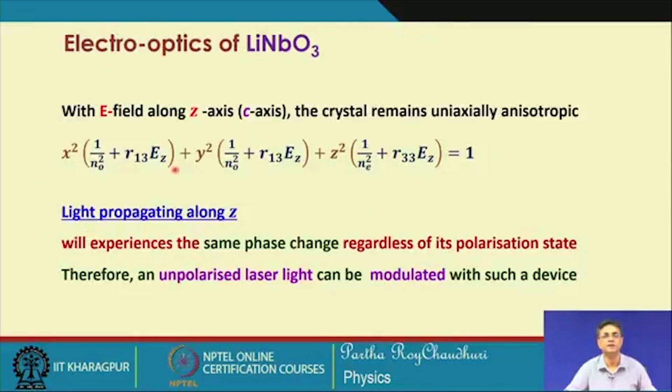So, look at this once again, this is your 1 upon nx dash square, which is equal to this, and similarly this is 1 upon ny dash square, 1 upon nz dash square, and so on. So, now light propagating along the z direction will, sorry, there is a mistake, will experience the same phase change regardless of its polarization state. Therefore, unpolarized light can be modulated with such a device.